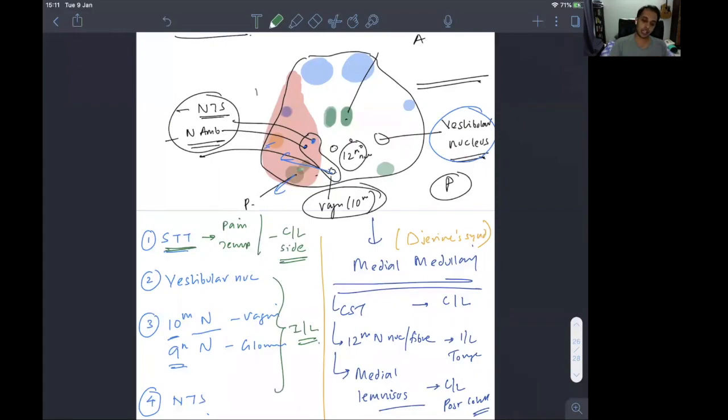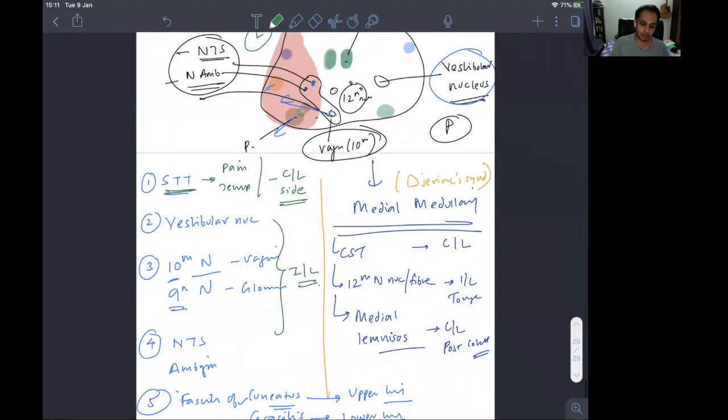So if your left-sided medulla is gone on the lateral side, then you will have right-sided pain and temperature loss, and everything else will be on the same side. Your vestibular nucleus will be involved on the same side, so you will have nausea, vertigo, vomiting. Your 9th and 10th nerves will be involved on the same side, so you can have pharyngeal problems: vocal cord palsy, difficulty in speaking, your uvula will shift, all of that.